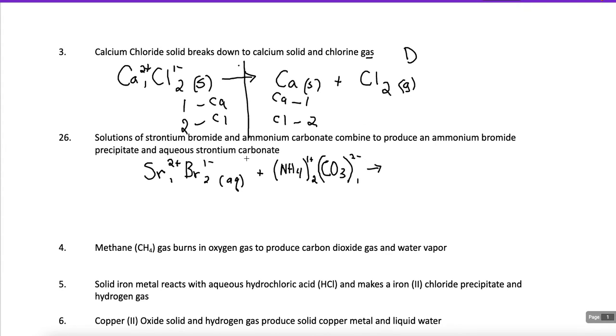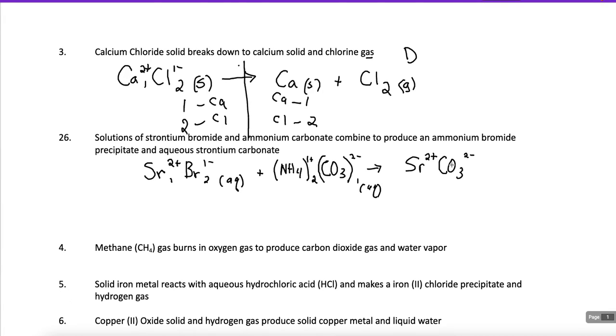Basically, we got a positive, negative, positive, negative. So basically, what's going to happen is the partners, like the strontium and the bromide, they're going to switch partners. Positives go with negatives. So the Sr, which is 2 positive, is going to go with the carbonate that is 2 negative. And if the charges are the same, but opposite, you don't have to crisscross. Okay? And I forgot to put aq over here.